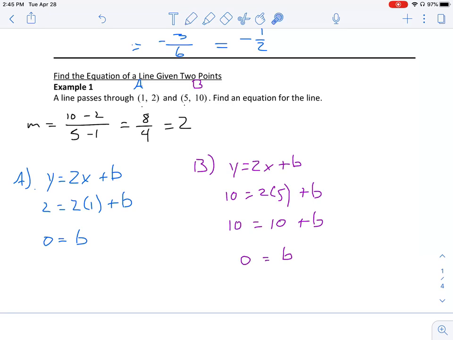So it doesn't matter which point you use, either this one or that one. Once you determine the slope of the line, because that's all you can figure out from these 2 points, you then choose a point to plug into the equation of a line and solve for your y-intercept. In this case, I used both just to kind of prove that no matter which one you put in, you're going to get the same answer.